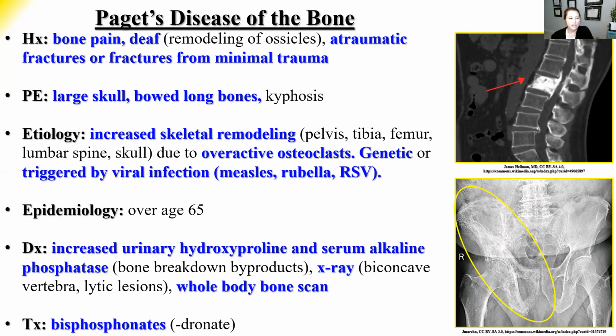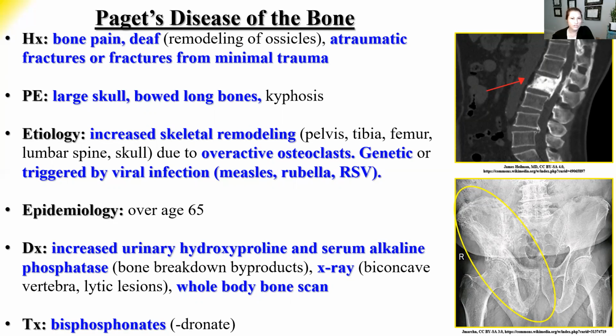Diagnostic criteria for these is going to be an increased urinary hydroxyproline and serum alkaline phosphatase. These are the byproducts of bone breakdown, and they'll be elevated. On X-ray, you may see biconcave vertebra, lytic lesions. You can see on this picture here, the top one looks like a CT scan, and you can see the remodeling of that vertebra. And then you see the bottom one here, and that whole pelvis to the right is just absolutely abnormal.